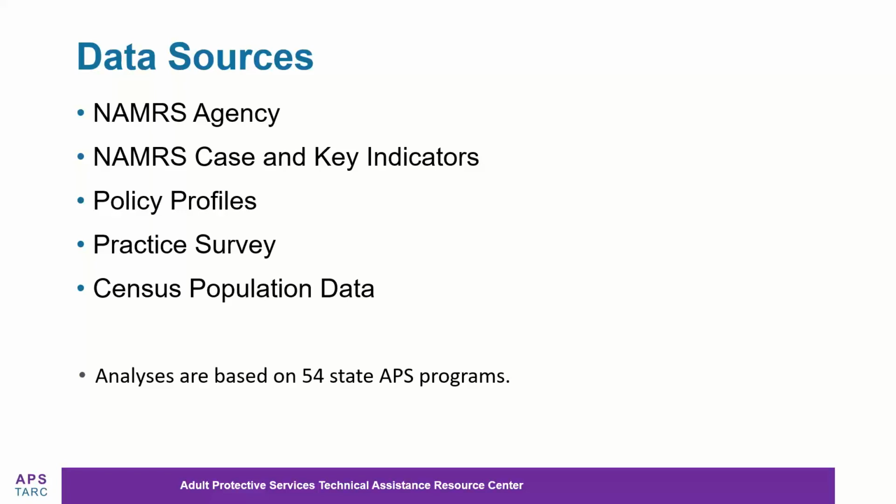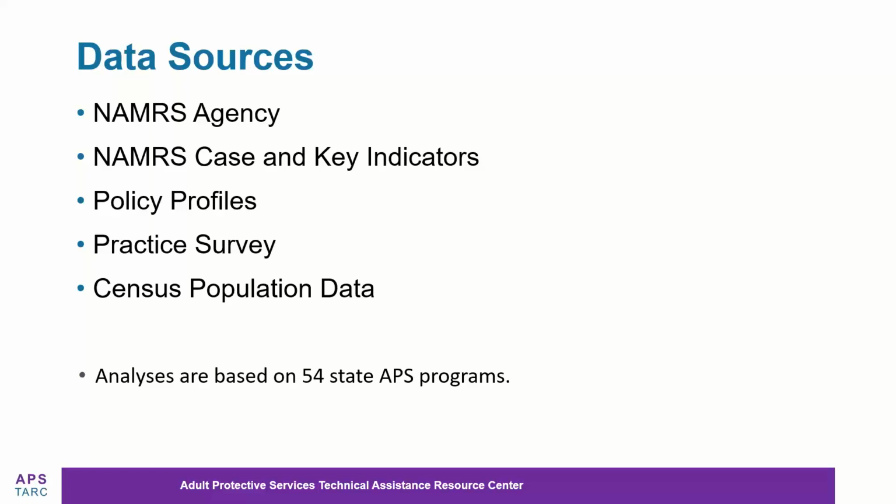So our data sources: we did use NAMRS data from the agency component as well as the case and key indicators components to calculate the system level outcomes, and some of the variables for the policies we did use from the agency component. The policy profiles and the practice survey served as the main source of our predictor variables, and we also used data from the census for population.